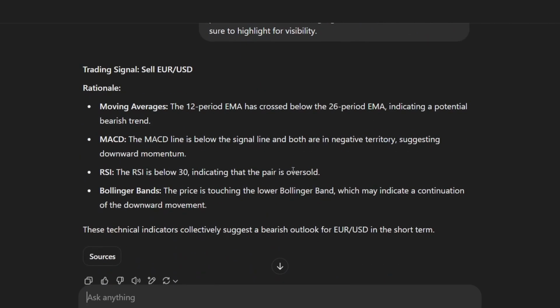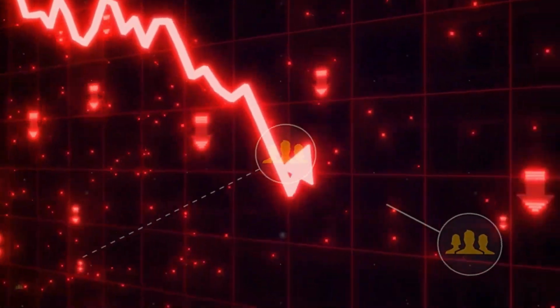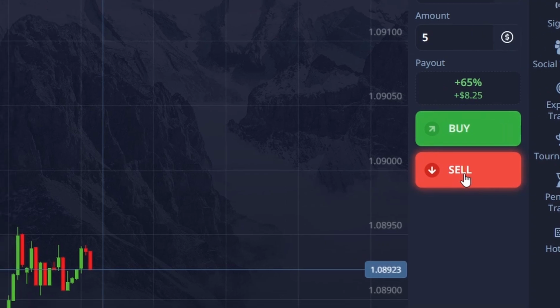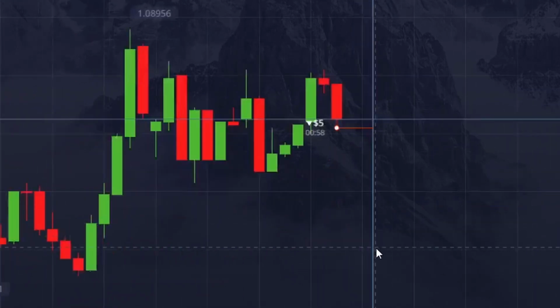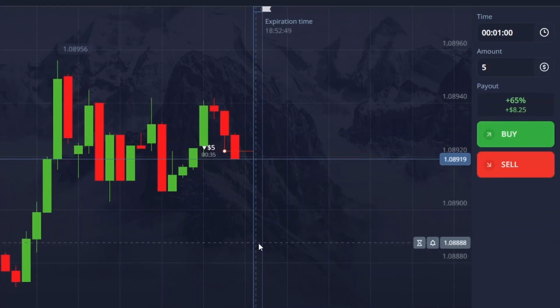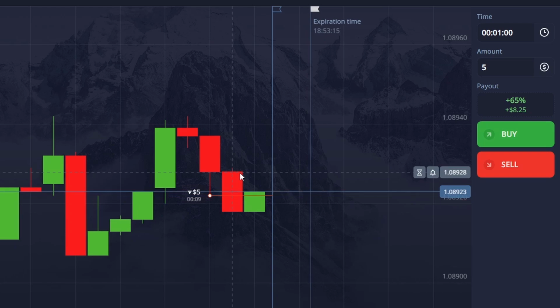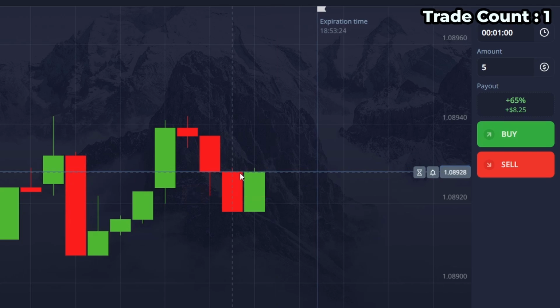According to ChatGPT's finding, the RSI indicator has gone below 30 and the market has touched the lower Bollinger Bands of the Bollinger Bands indicator. Even though usually this oversold state is a signal for a buy trade, ChatGPT is telling us to go for a sell trade on the market. So, following its signal, I will place a $5 sell trade on the market. Well, we lost that trade.